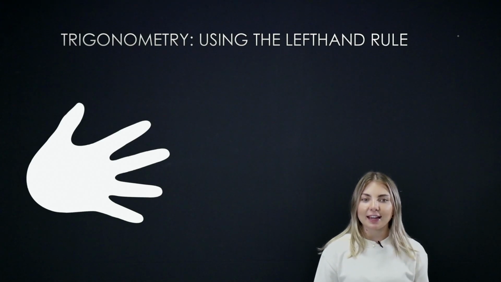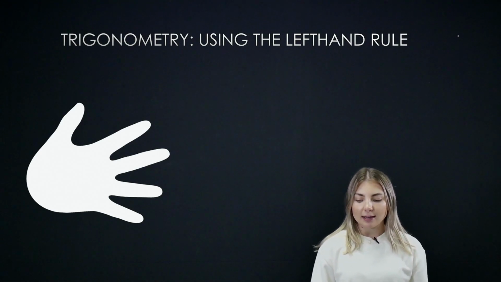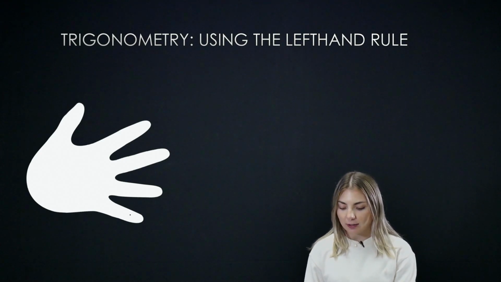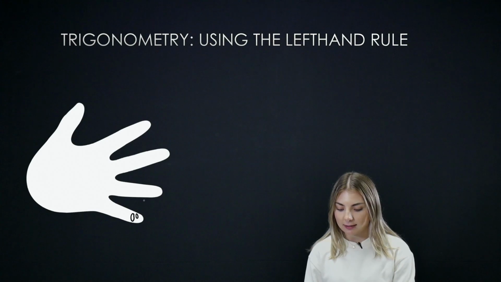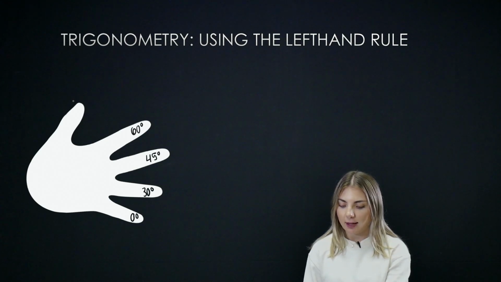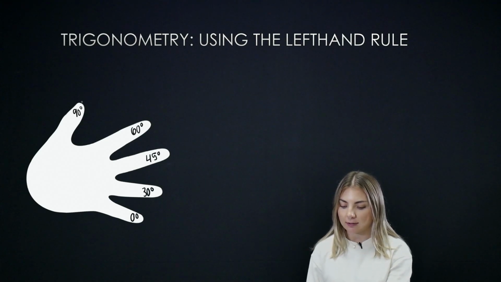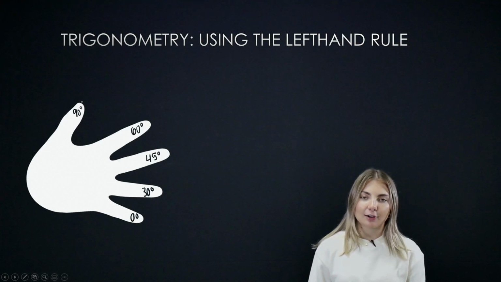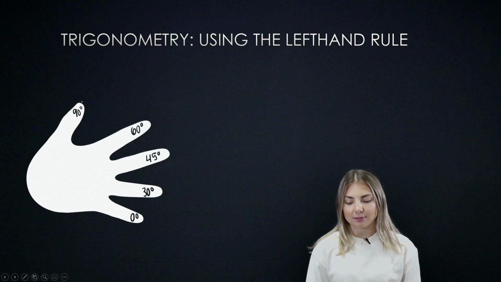So using your left hand, as you can see, I have a left hand on the screen here. We can break down each of our fingers into a different degree. So our pinky, for example, is going to be 0 degrees. And then this finger will be 30 degrees. This finger, our middle finger, will be 45 degrees. This one will be 60. And then our thumb is going to be 90 degrees. So based on this, we can actually find the sine and cosine of each of these values.